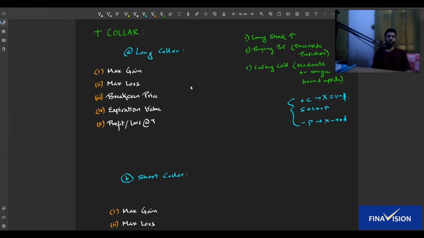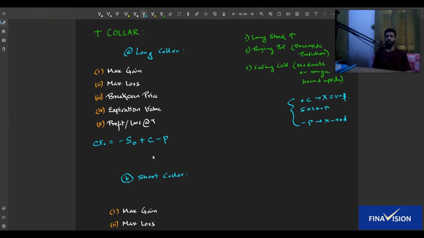Now the first question is, what is the initial cash outlay? So the initial cash outlay CF0 is equal to long stock, meaning there is negative cash outflow, minus S at time 0 or minus S0. Selling the call, which means plus C, and buying the put, which means minus P. This is the initial cash outlay.